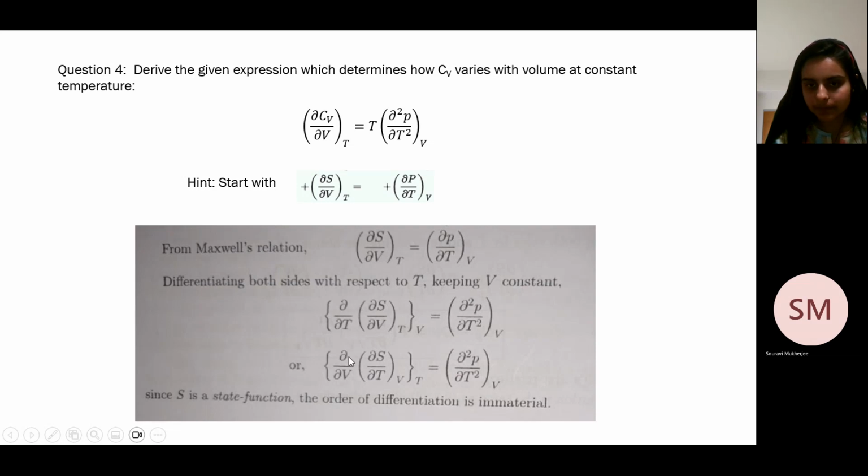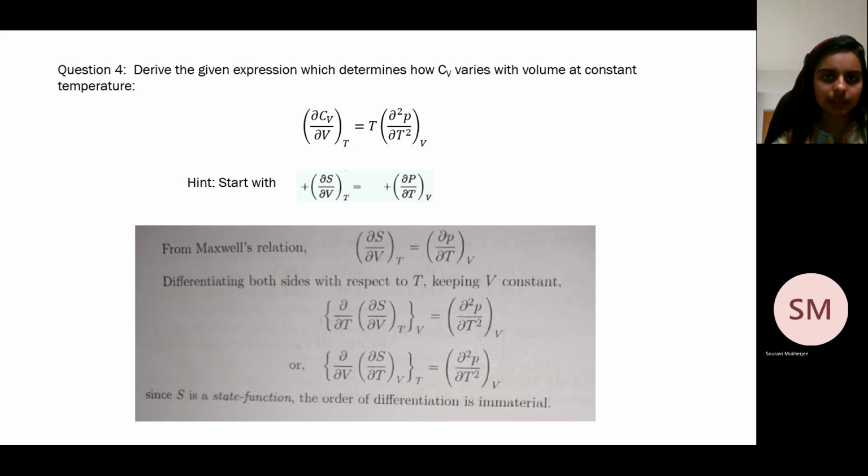And now if you multiply by T on both sides, TdS would give you dq/dT at constant volume, and that is what is Cv. So then what you get is del Cv/del V at constant temperature is equal to T into del square P/del T square. So this tells you that if you look at the double derivative of pressure with temperature, keeping the volume constant, that will tell you how the specific heat at constant volume changes with volume, right?